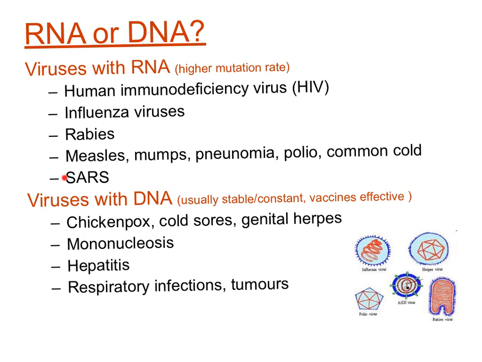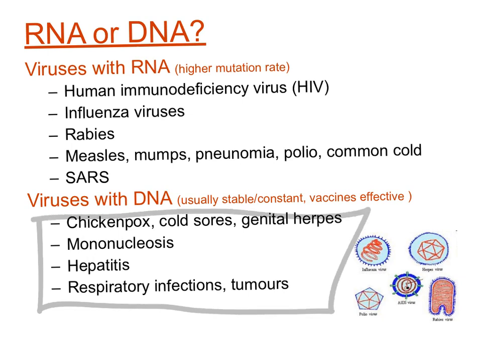Some viruses with DNA include chickenpox, cold sores, genital herpes, hepatitis, respiratory infections. It's important to note that these are the names of the diseases, not the names of the viruses. But because they are stable, we can create vaccines. Take a look at this list right here. Do you have a vaccine against any of these?